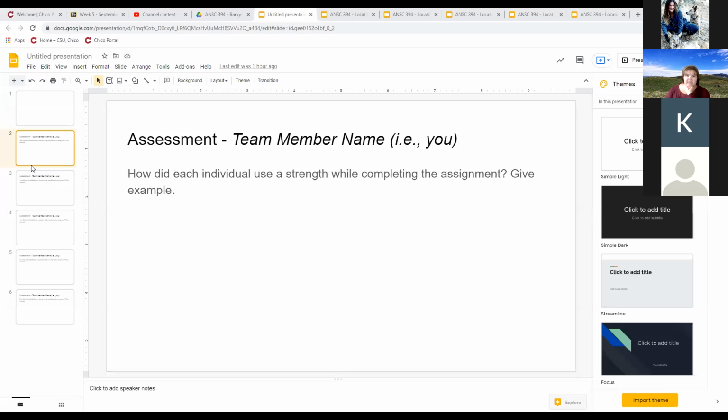But basically, you're going to see a series of slides at the bottom of your slide set, and that is assessment. So you individually put your name up here, and then you make a list of your team members and give an explanation of what strength you saw them use, with an example, during this process. So again, we're creating a list for all of your team members, and you are going to identify what strength you saw them use and how they used it in this process.